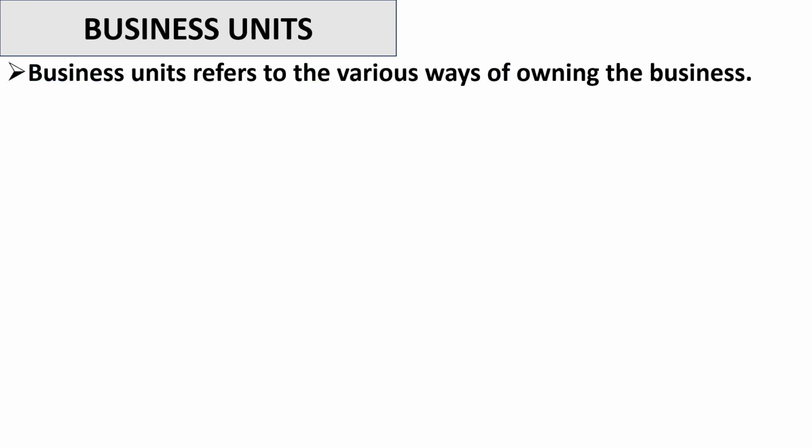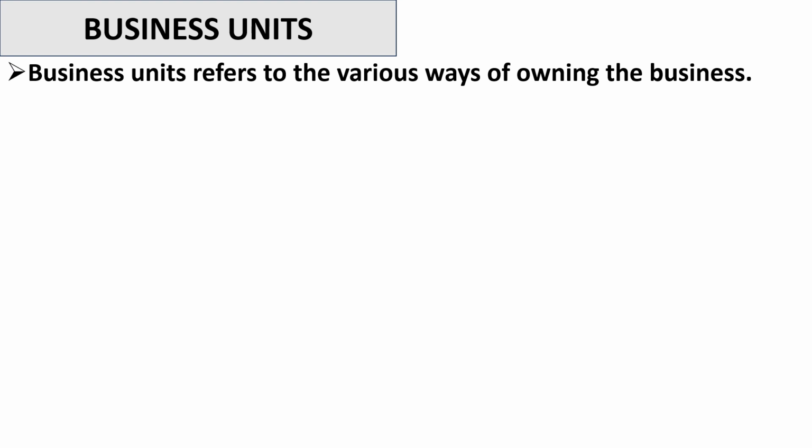So what is a business unit, or what are business units? Okay, so the definition is simple. Business units refers to the various ways of owning the business. You can own the business alone, you can own it with a friend, or you can own it as a group. Again, a business can be owned by the government, or it can be owned by the non-government entities.